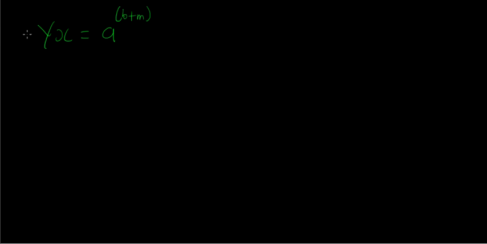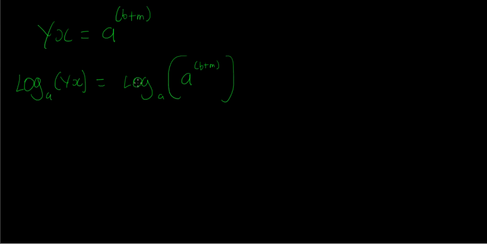What I can do here is take the logarithm of both sides. You know why? Remember, with equalities, our rule is that what you do on one side must be done to the other, just like in algebra. If you add 5 to the left, you must add 5 to the right. So if I take log to the base a of what's on my left, which is yx, this should be exactly the same as saying log to the base a of a to the power b plus m. And it makes sense because I know yx is a to the power b plus m, so I'm just expressing them two different ways.